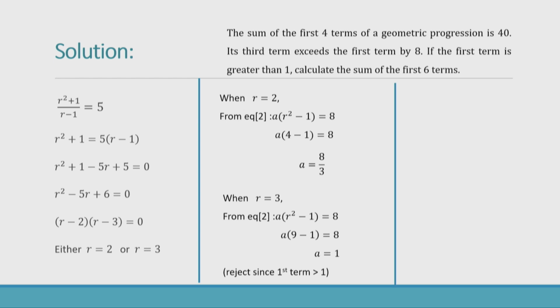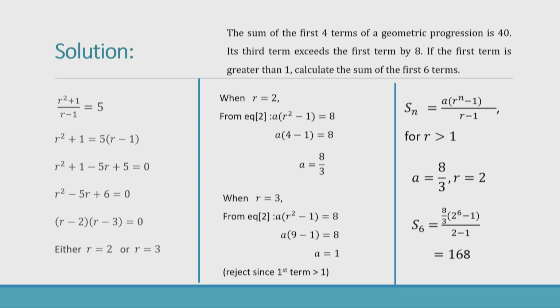Therefore, r will be equal to 2, a will be equal to 8 over 3 and we need to find S6. So I replace in the formula and I evaluate. So S6 will be equal to 168.